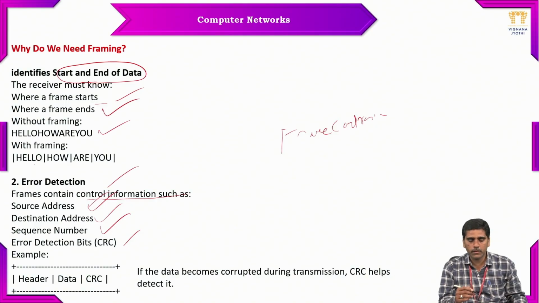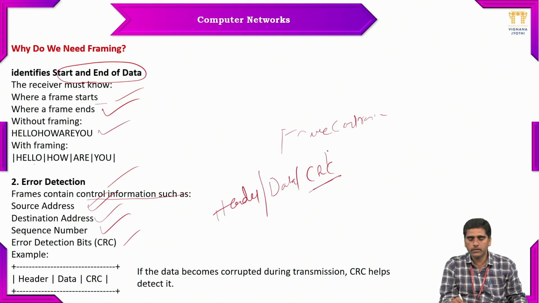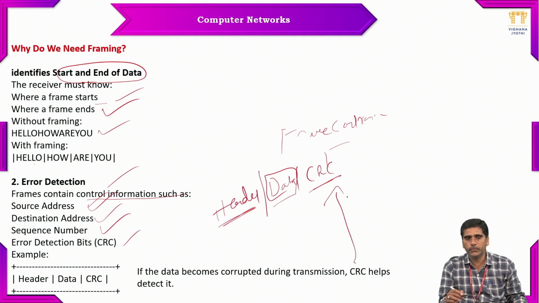If you see the example, the frame takes this format: header is one field, data is another field, and CRC is another field. The CRC is for error detection and correction purposes, the header carries the control information, and the data is the message you are sending. If the data becomes corrupted during transmission, this CRC will help you detect and correct it.